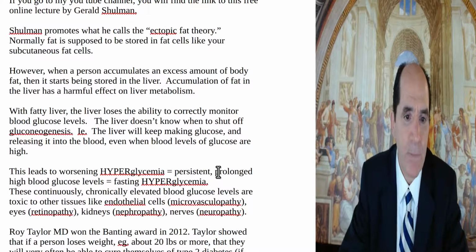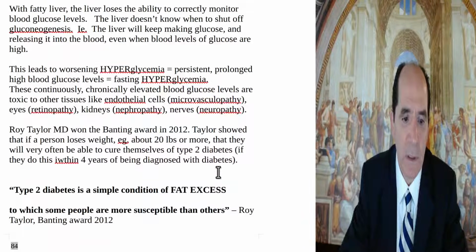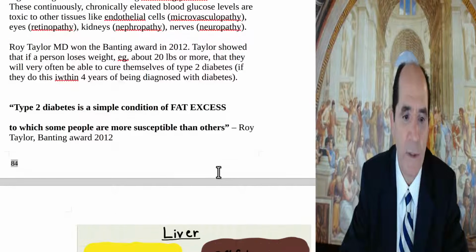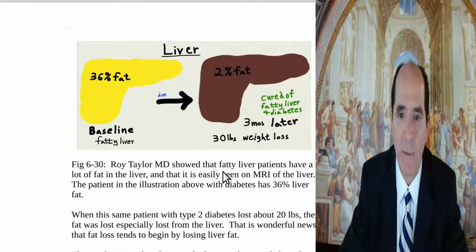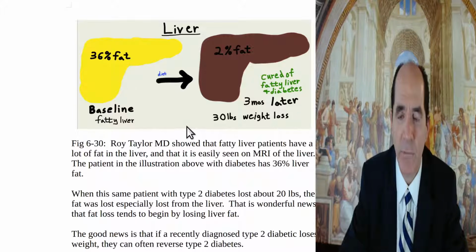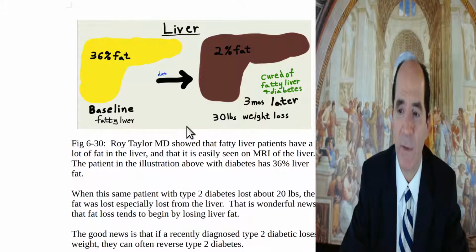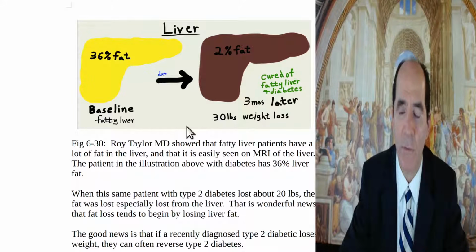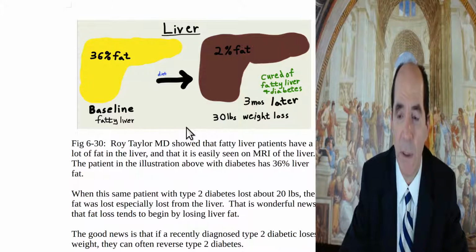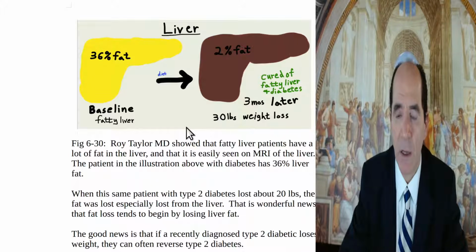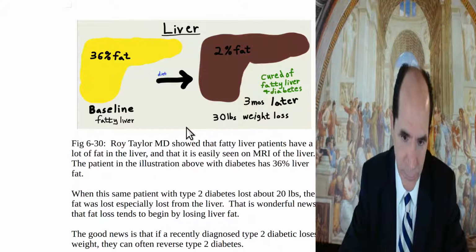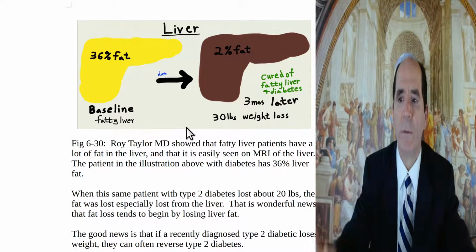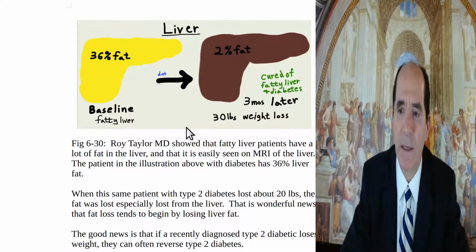Okay, the next guy I want to tell you about is Roy Taylor. He won the Banting Award in 2012. He's the guy who figured out that if you could just reverse fatty liver, you could cure diabetics. If they had it less than 4 years, you could cure almost all of them. And that's assuming they have type 2 diabetes. There's a subset of diabetes called LADA diabetes, latent autoimmune diabetes in adults. And I'll talk about it in a separate paper.